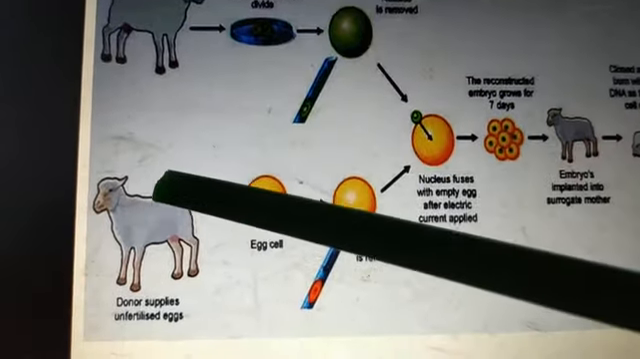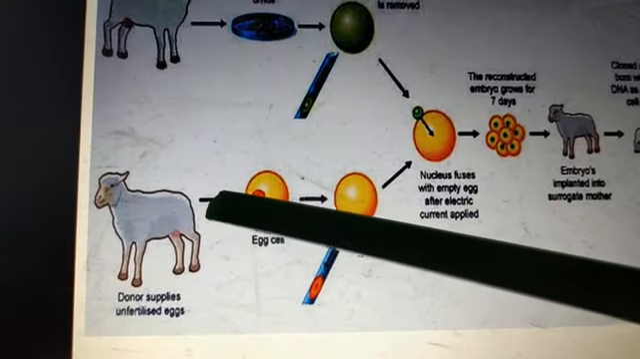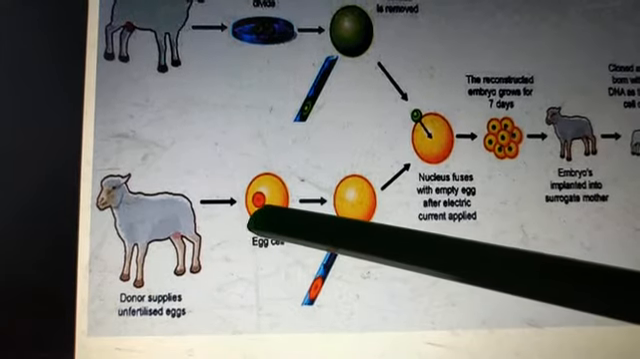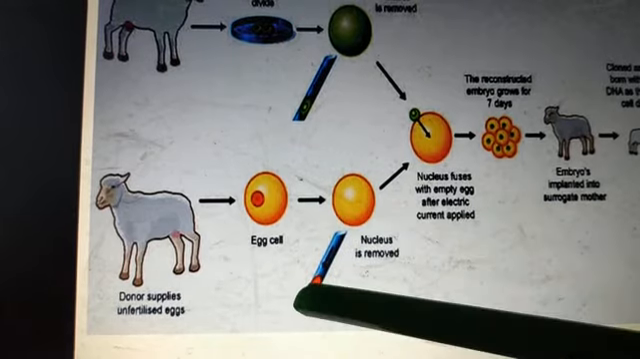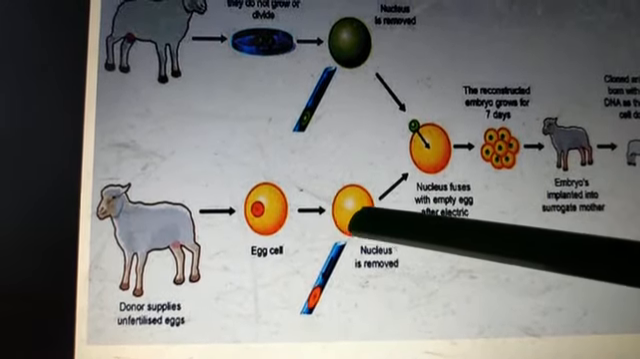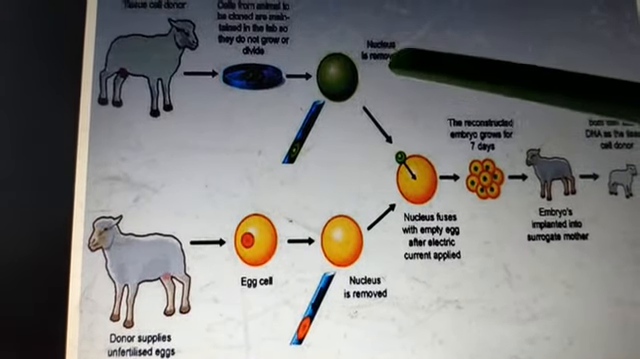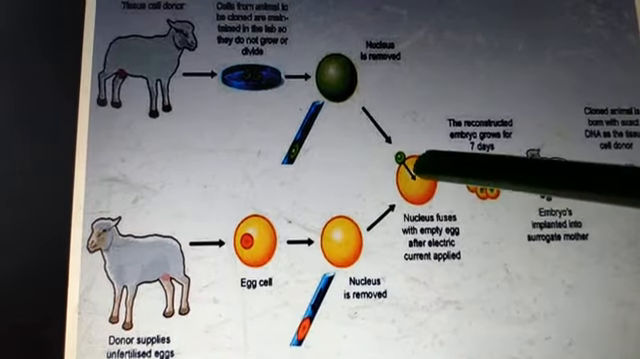Now there's another donor. From here we have taken out the egg cell. This is the egg cell. From the egg cell we have removed the nucleus. We have removed the nucleus, and now this is an enucleated cell. In this cell we have transferred this nucleus. The nucleus from this, we have transferred it.